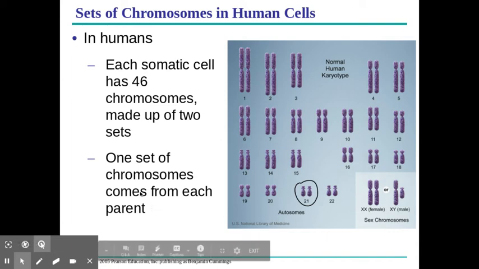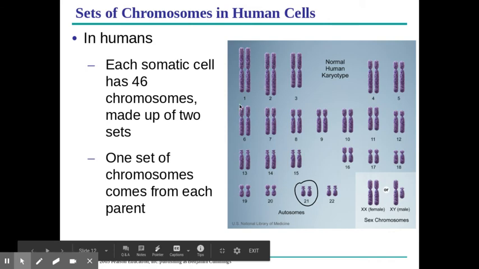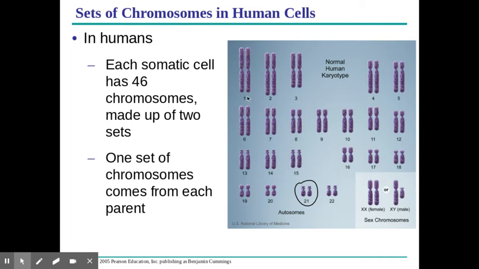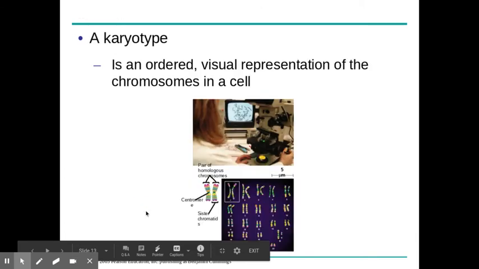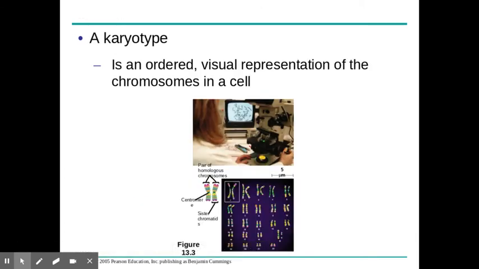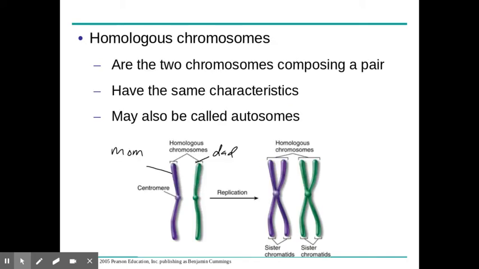So this would be a human karyotype, which is a mapping of our chromosomes. You can see we get 2 copies of the first chromosome, one from mom, one from dad, and so on for the rest. The only ones that are a little different are the sex chromosomes. If you have 2 X's, you would be considered a female, an X and a Y would be a male. That would be an either-or thing, obviously. Again, a karyotype is just a mapping of those chromosomes, a visual representation.